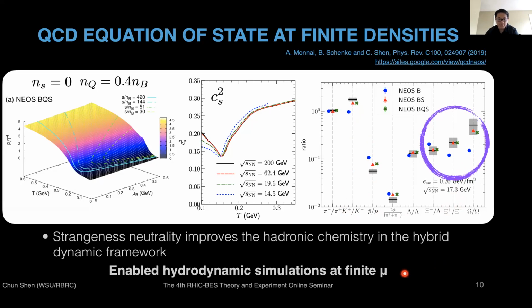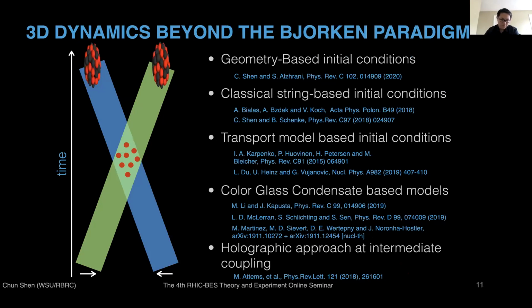Another point that I want to make is that only with this construction of the equation of state at finite chemical potential is a hydrodynamic, or dynamical, description of heavy ion collisions at these lower energies enabled. Now, as we go to lower energies, we really need to think about the dynamics in three dimensions. This requires us to go beyond the usual Bjorken boost invariance assumption that we make at higher energies. This has led to a series of works in the community trying to develop more realistic 3D initial conditions for heavy ion collisions at lower energies.